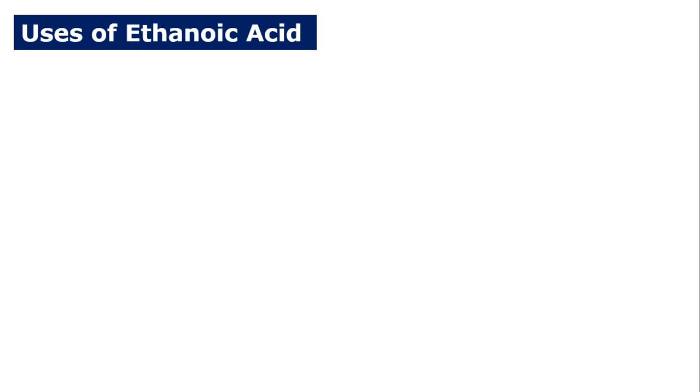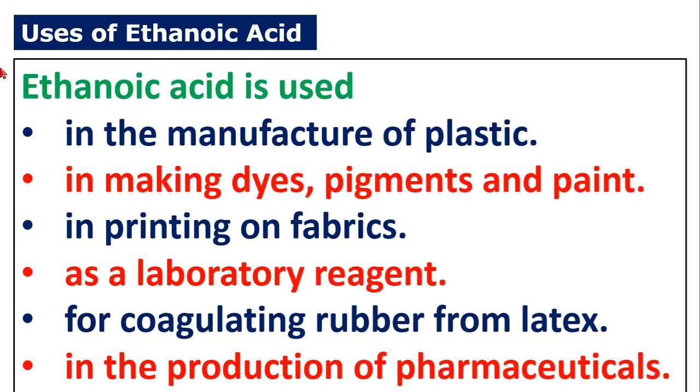What are the uses of ethanoic acid? Ethanoic acid is used in the manufacture of plastic, and also in making dyes, pigments and paints, and in printing on fabrics or cloths, and it is used as a laboratory reagent. It is used for coagulating rubber from latex, and also in the production of pharmaceuticals or medicines.